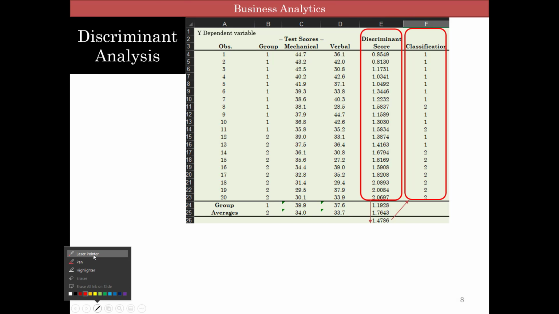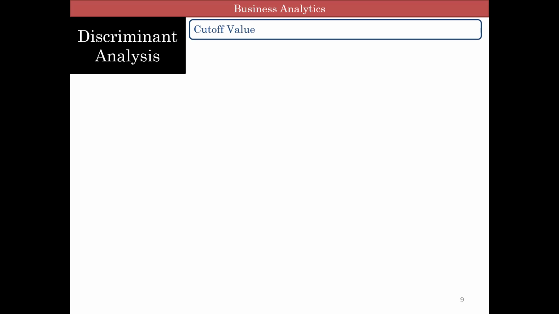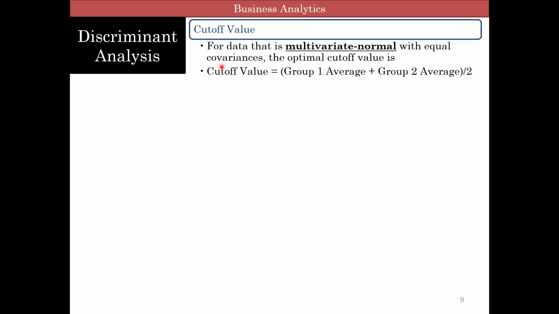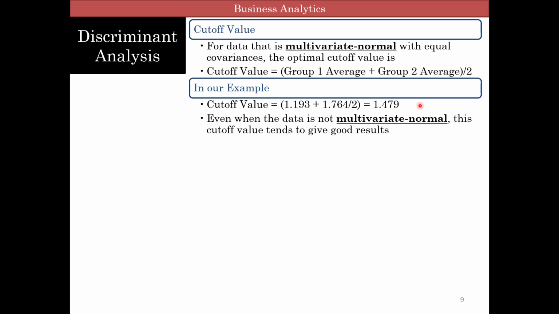So back to our PowerPoint, and the cutoff value you talk about, let's use some fancy words right now. So for data that is multivariate normal with equal covariances, the optimal cutoff value is you're going to get the average discriminant score of group 1, the average discriminant score of group 2, and you're going to divide it by 2. So in our example, you basically get 1.479. Even when the data is not multivariate normal, this cutoff value gives pretty good results.